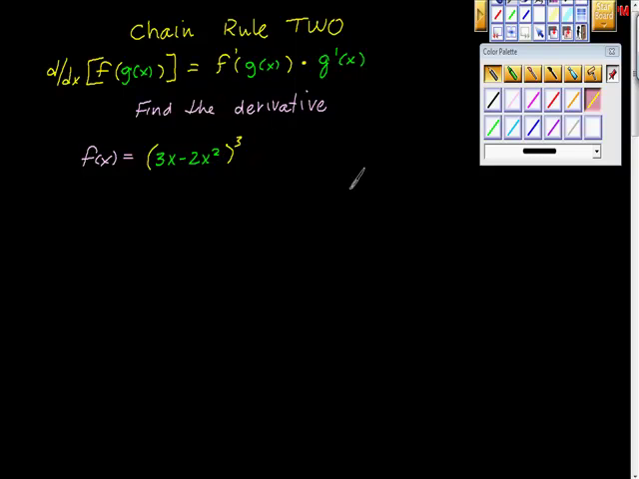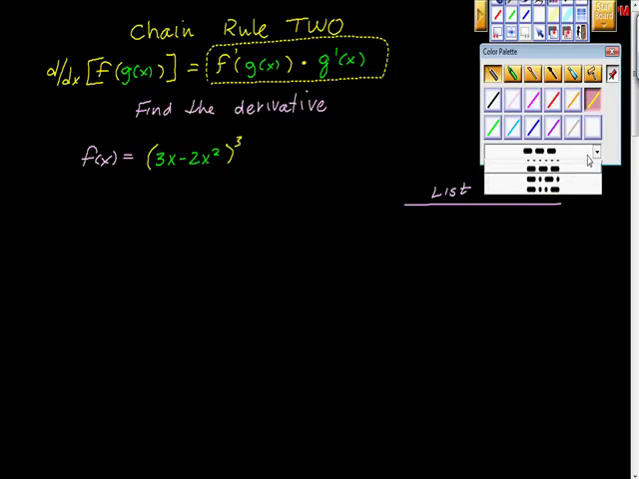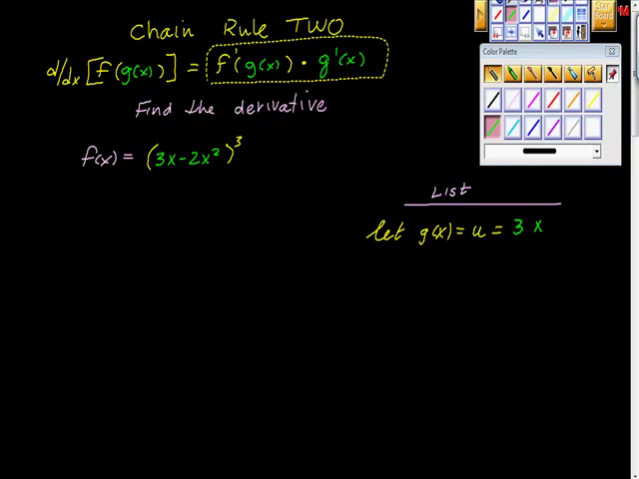So all I'm going to do here is same thing I always do, which is I'm a big list maker. So I'm going to make a list here of the parts that I'm going to need. And the parts I'm going to need, frankly, are these parts right here. So I'm just looking for these parts right here, and I'm going to start building my list of parts here. So that's what I'm going for here. So we know, well, let's do this. Let's let g of x equal u, and let u equal this 3x minus 2x squared, if you don't mind.